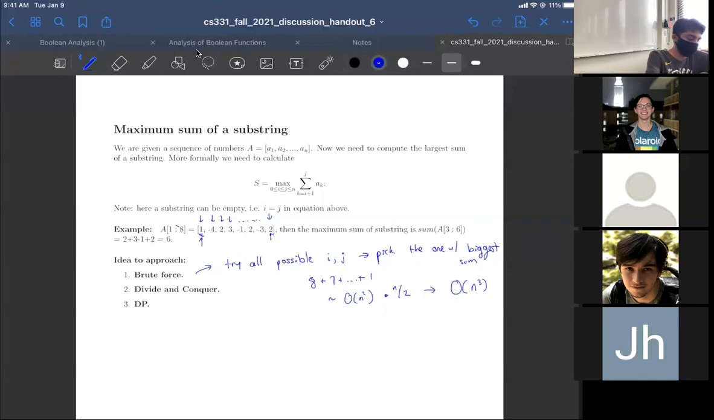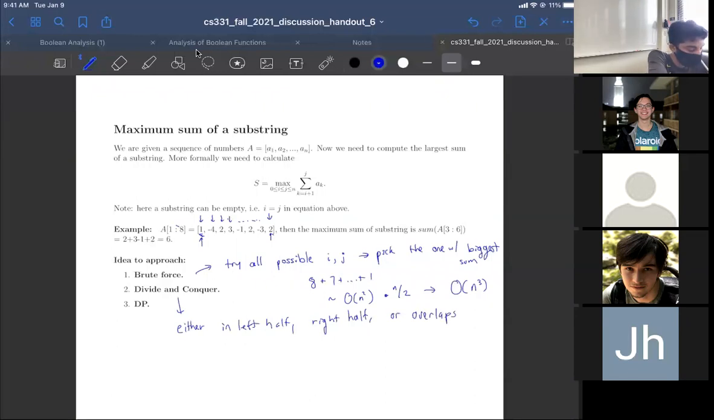So it's either in the left half, or in the right half, or it overlaps.